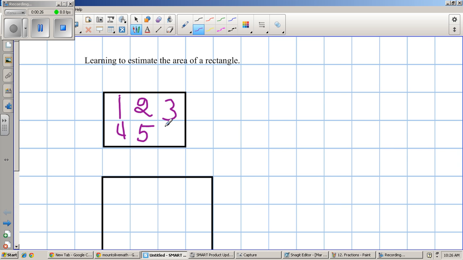So Ms. Slattery, the area of this rectangle would be 6 square centimeters. Good. So that's one way to estimate the area of a rectangle, by just counting the inside of the squares, and we got 6 square centimeters.